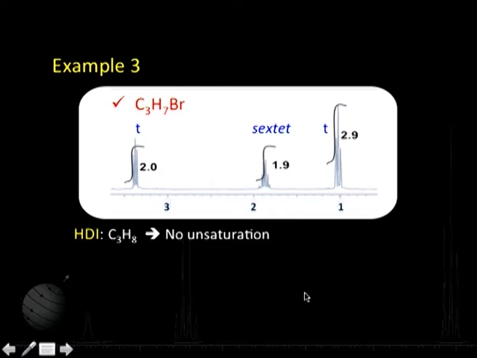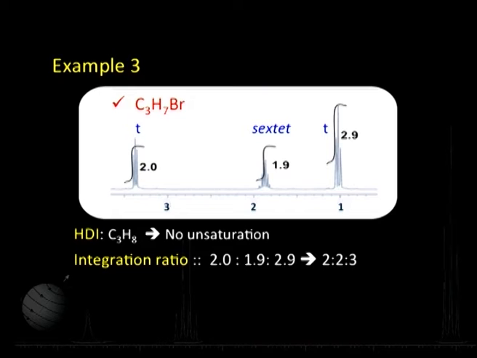Again we work out the HDI, the hydrogen deficiency index, which happens to be 0. So, there is no unsaturation, there is no double bond, there is no ring. Next step is to look at the integration ratio. The integration ratio is 2 to 1.9 to 2.9. Simplify that, it gives me 2 to 2 to 3. Again they add up to give me 7. That means this is for 2 protons, this one again for 2 protons, and this is for 3 protons. So, we have seen that these signals are coming because of these numbers of protons.